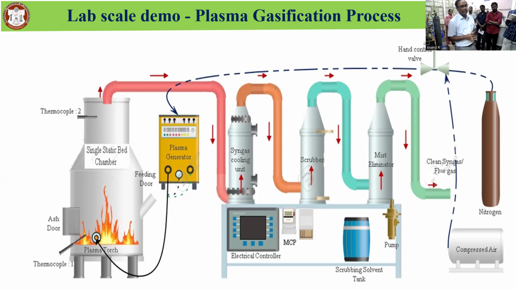So the raw material is fed into that, and nitrogen will be acting as a shielding gas to avoid oxygen entering into the system. It's an endothermic process, whereas gasification combustion is the exothermic process. In the endothermic process, you need to provide the heat. The heat can be provided from an external source, in the form of electrical input. So we are going to create the plasma by using a plasma generator.